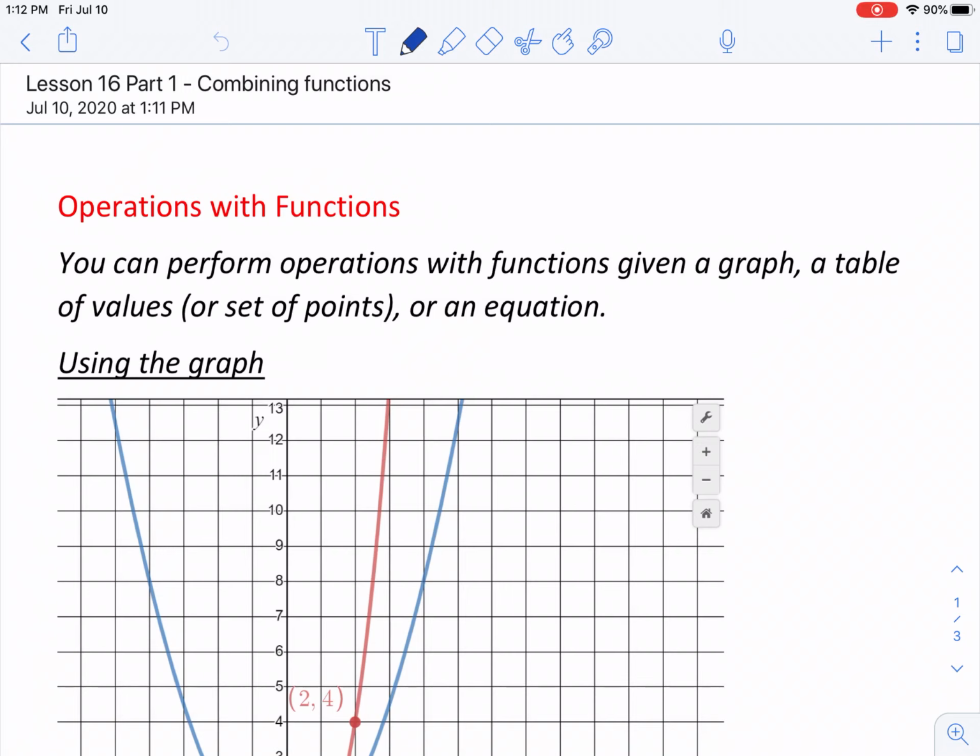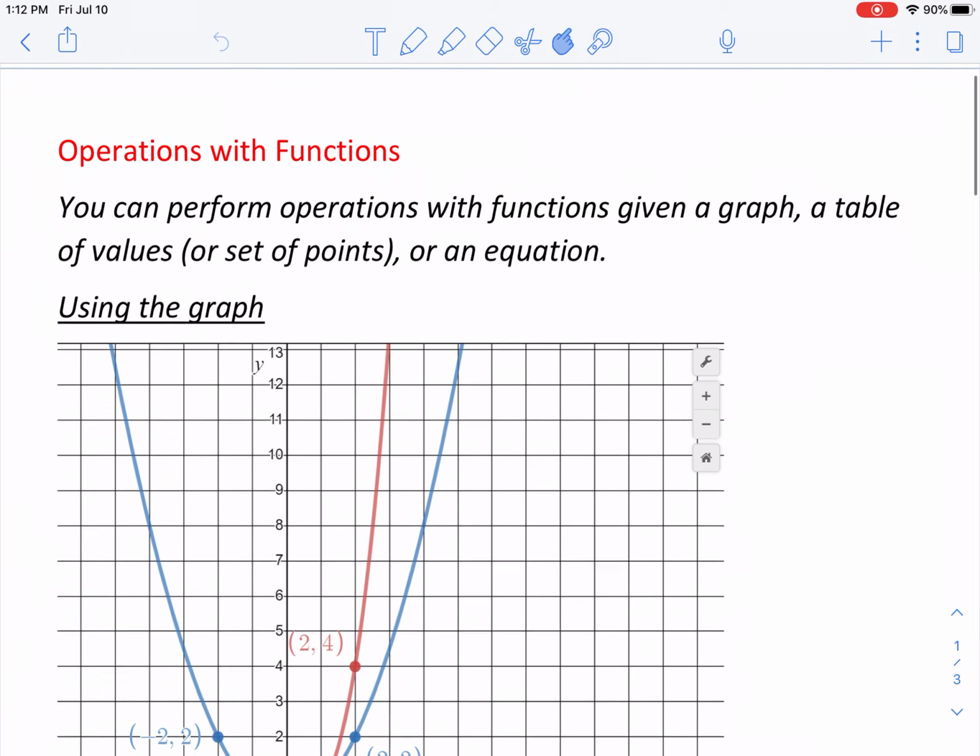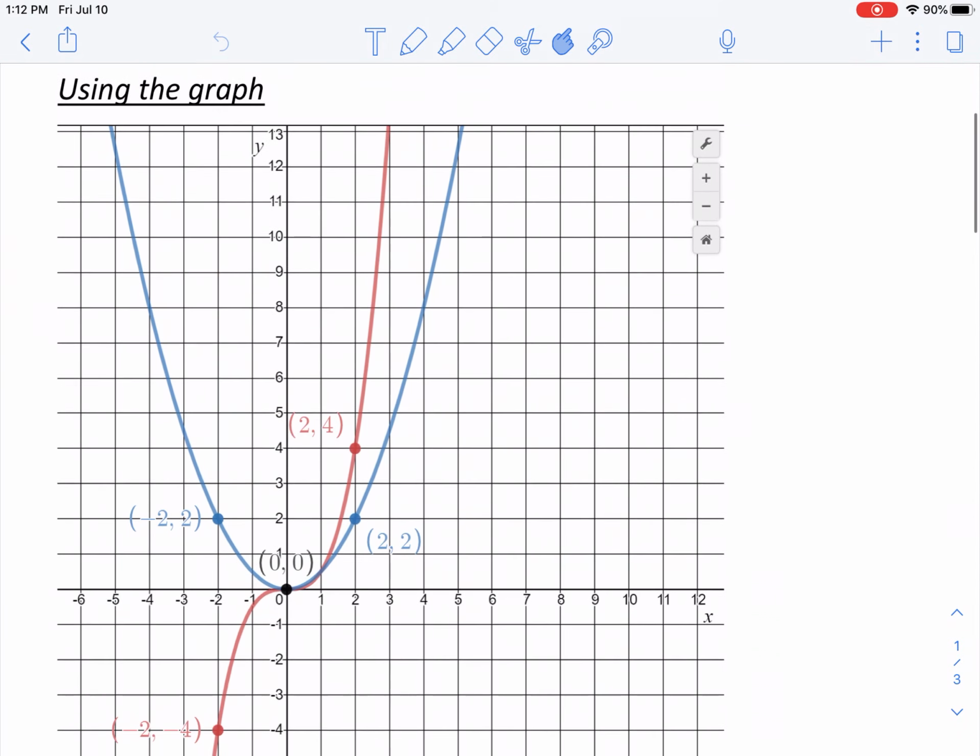We can perform operations with functions like adding, subtracting, multiplying, and dividing. You've done all these things before, but there's some new notation that we need to look at. So we're looking at how to do these operations with a graph, a table of values, or a set of points, or an equation. So all of these different ways the function can be represented. So let's start with a graph.